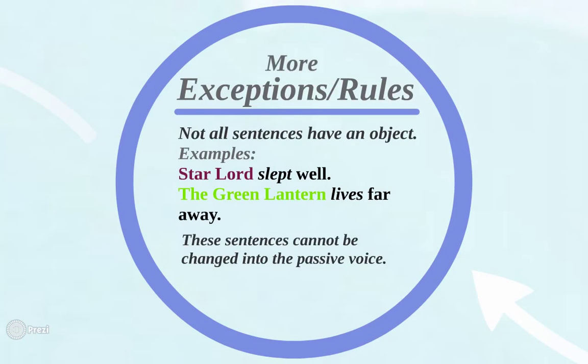Not all sentences have an object. Here are some examples. Star-Lord slept well. The Green Lantern lives far away. These sentences cannot be changed into the passive voice.